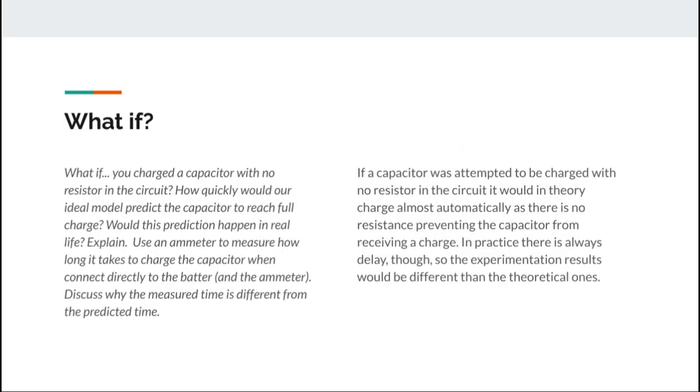And so what if you charge the capacitor with no resistor in the circuit? How quickly would our ideal model predict the capacitor to reach full charge? Would this prediction happen in real life? Explain. So if a capacitor was attempted to be charged with no resistor in the circuit, it would in theory charge almost automatically, as there's no resistance preventing the capacitor from receiving the charge. In practice, there's always a delay though, so the experimentation results will be a little different than the theoretical ones.